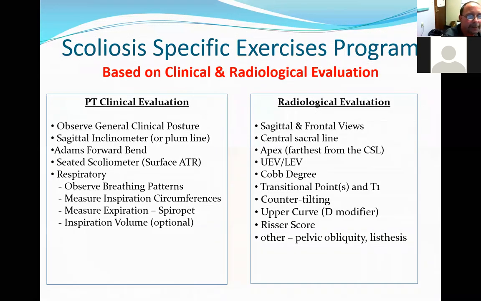So in my PT clinical evaluation, I like to observe the general clinical posture. A lot of times for myself, I like to look at the clinical presentation before I even look at the x-rays. And then I like to go back and see if the clinical presentation is telling me close to what the radiological presentation is telling me.